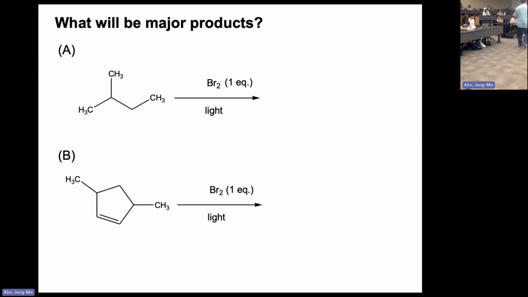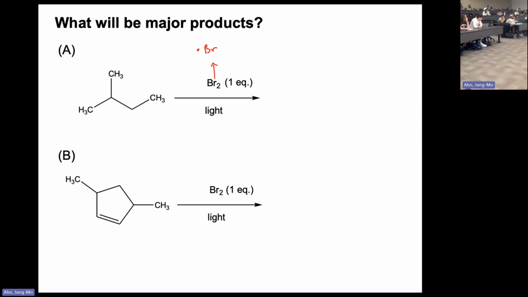So let's talk about it. What reagent are we given? Bromine. Bromine and the light. What does bromine with the light do? It breaks a bromine molecule into a bromine radical. That's the first, the initiation step. That bromine radical is going to pull out a hydrogen from this molecule, and that's going to create a carbon radical, depending on which hydrogens it pulled out, right? That's the first propagation step.